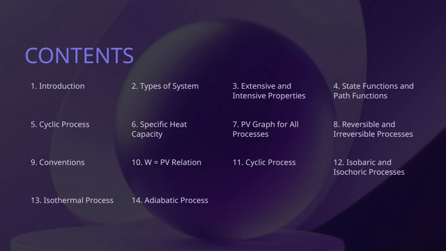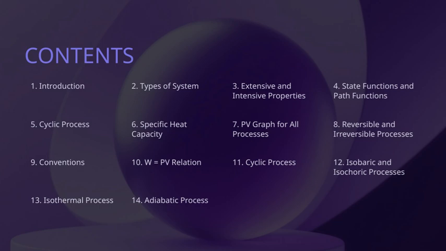We also see the PV graph, which is a visual tool to represent all these processes, helping us analyze how pressure and volume change over time. Following that, the slide covers extensive and intensive properties. Extensive properties depend on the system size, like mass and volume, while intensive properties are independent of size, such as temperature and pressure. We'll also look into adiabatic processes, where no heat is exchanged with the surroundings, which are key in understanding rapid compressions or expansions.